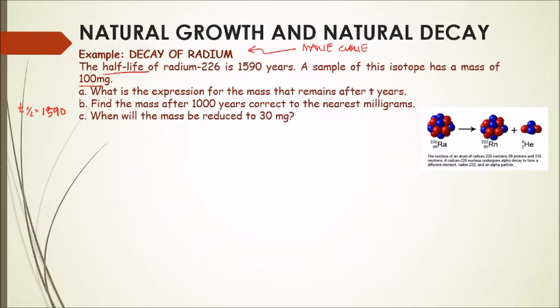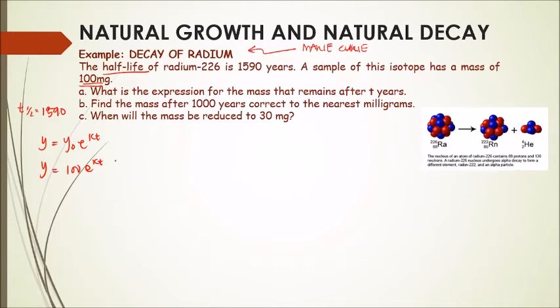As mentioned, the half-life takes it from 100 milligrams down to 50. So this is natural decay, meaning our k here, we expect to be negative. So the first one, we're looking for the expression, meaning it's just the substitution. We're looking for y sub 0 e to the kt. Now this y sub 0 is the initial amount, 100 milligrams. So we write y equal to 100 e to the kt.